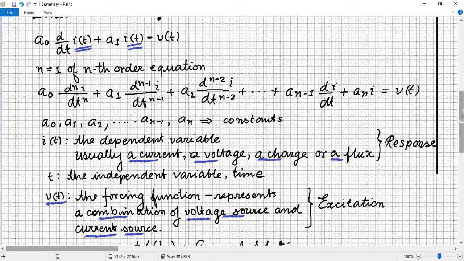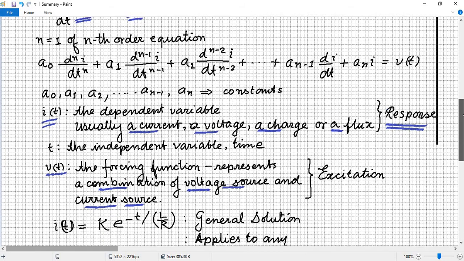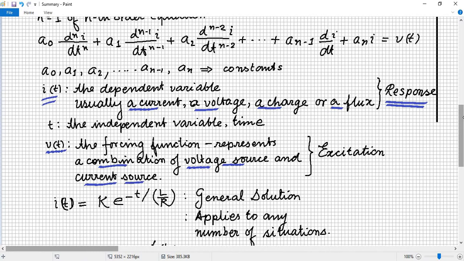The solution of the equation is often called the response as well. So this solution, i(t), is called the response also. And similarly, this v(t) is sometimes called the excitation.